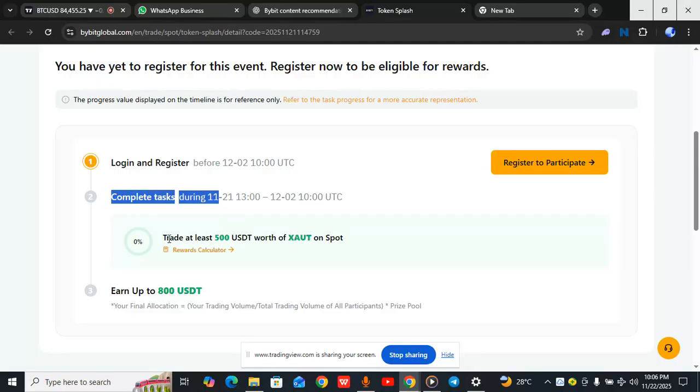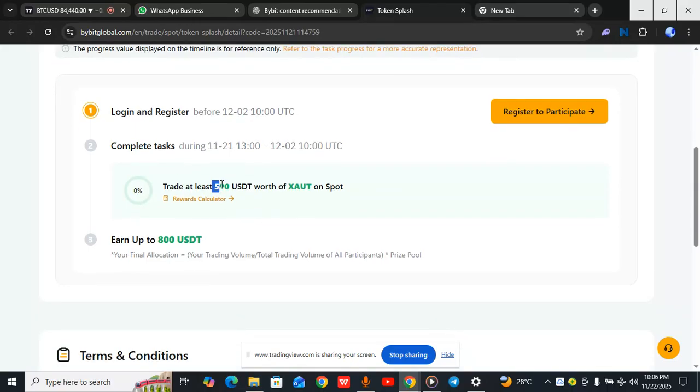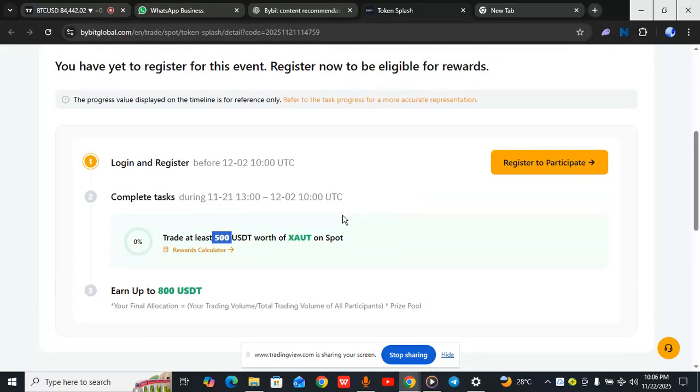Now the minimum trade volume is 500 USDT. Mind you, this does not mean that you must have up to 500 USDT in your account before you start trading. If you have $100, and you take 5 trades, whether it's buy or sell, with $100 volume, it's still the same thing as this 500 USDT. So it's not a must you have up to 500 USDT before you can participate in this. What they're talking about is the trade volume.